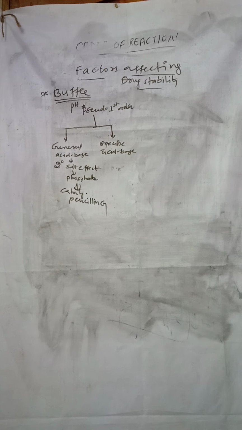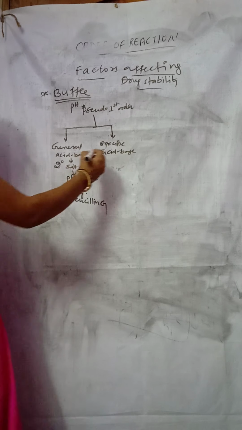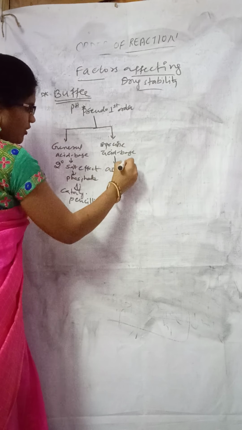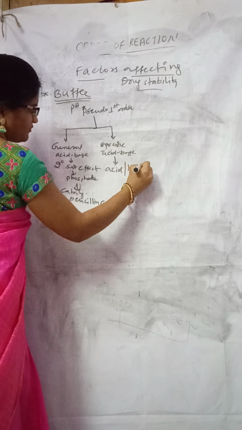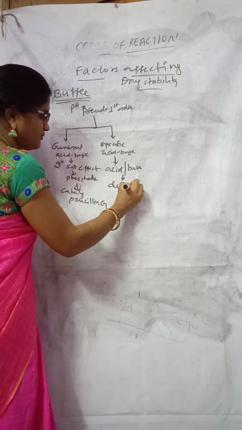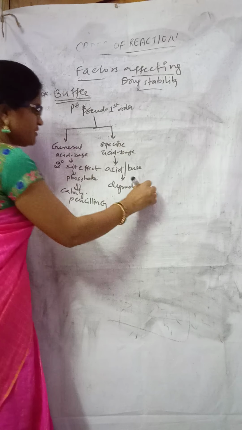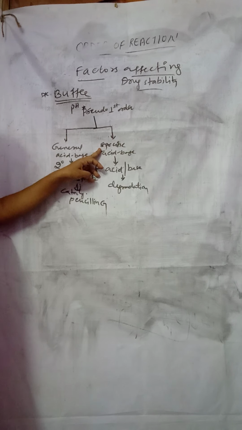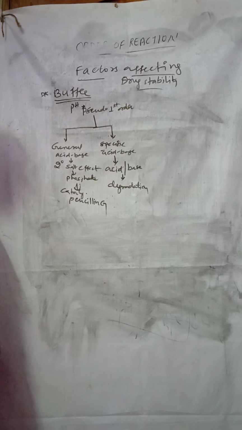And next is specific acid base. So in this what is happening is either acid or base, any one only, either acid or base will catalyze the degradation process. So this is the difference between general acid base catalysis as well as specific acid base catalysis. So this is regarding buffer.